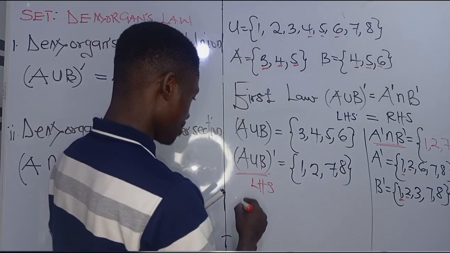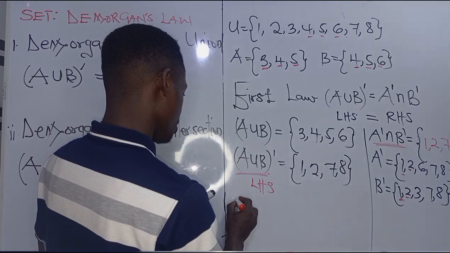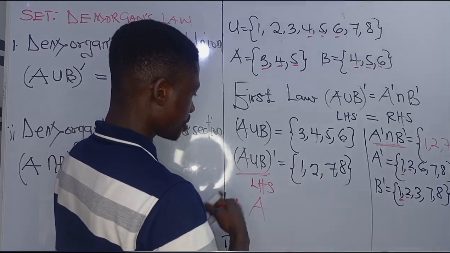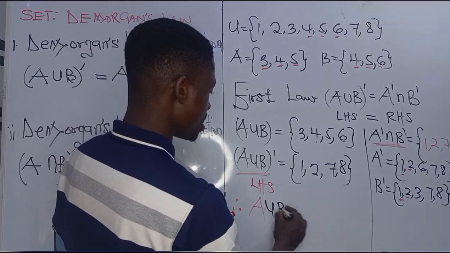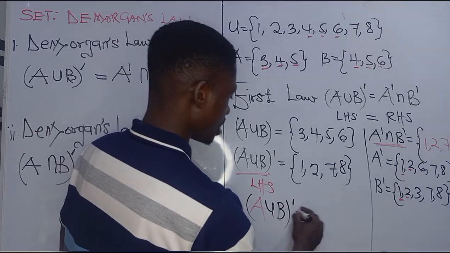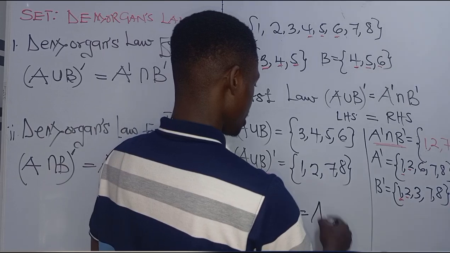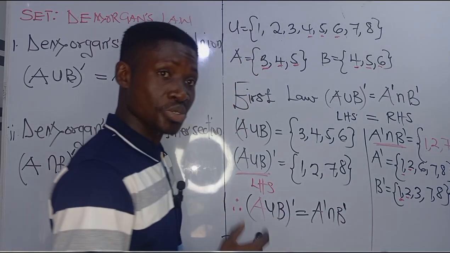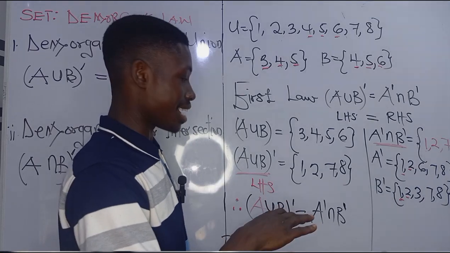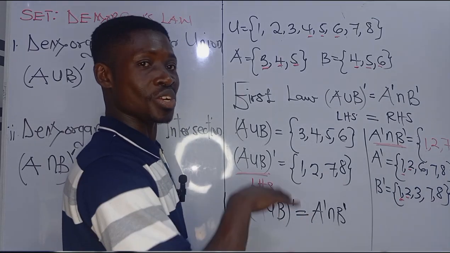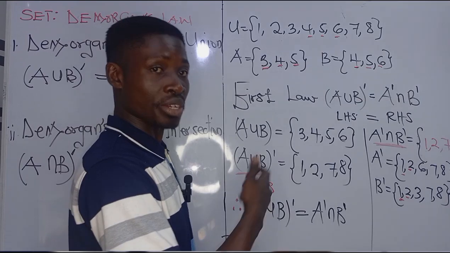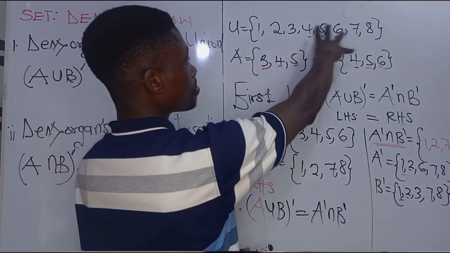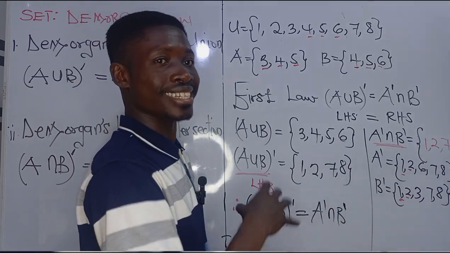Therefore, we can say that A union B complement is equal to A prime intersection B prime. Good. So we can all observe and agree that what this guy said, or the law that this guy was able to come out with, is actually true. Now with the same preamble, let's look at the second law.